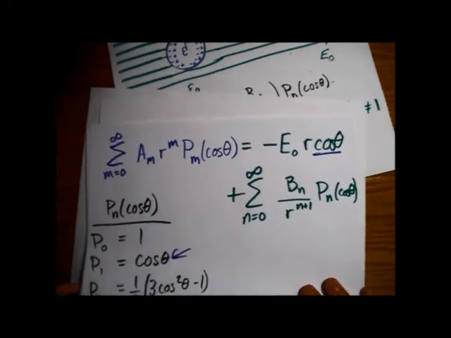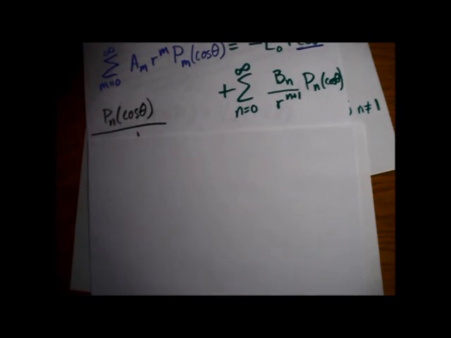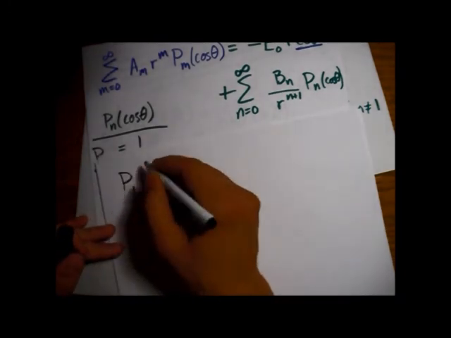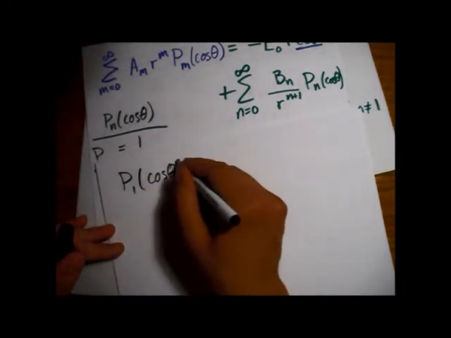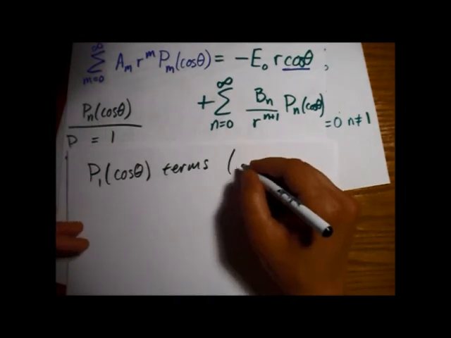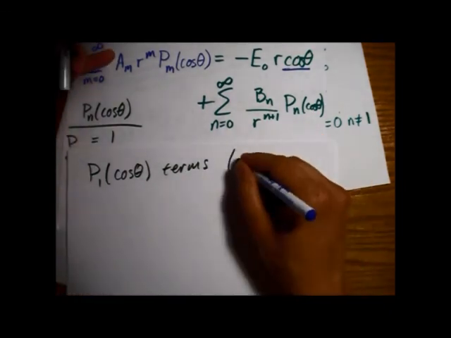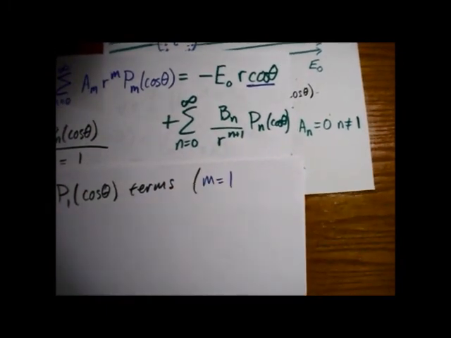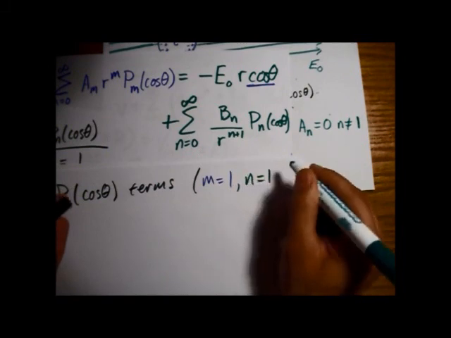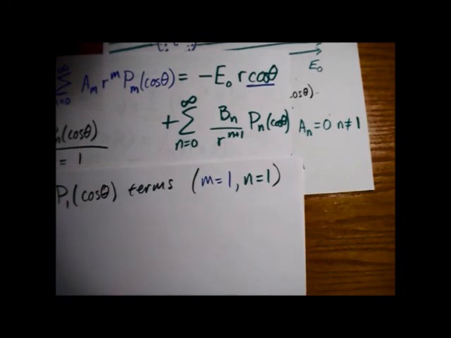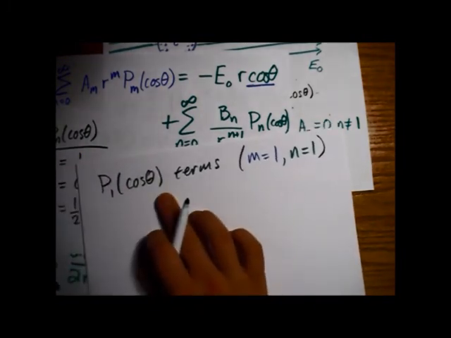All right, so we'll start on a new sheet here. So this is for the P sub 1 cosine theta terms. So our m is equal to 1 on this side, P sub 1, and the n on the other side is equal to 1, like that. Okay? All right. So here we go. This is the P sub 1 terms.